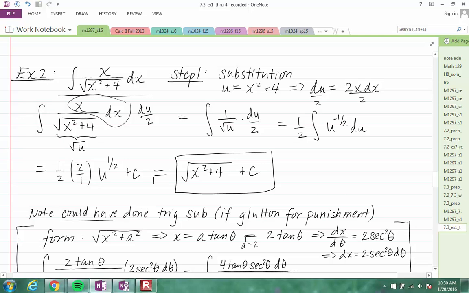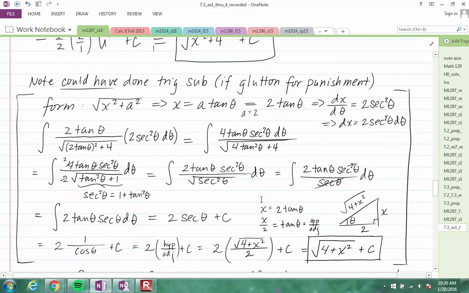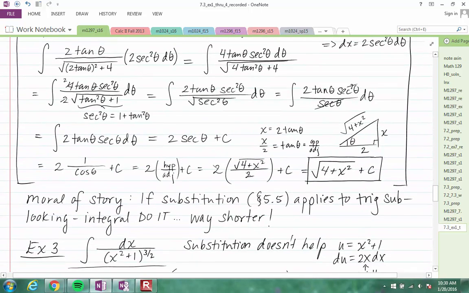But again, we learned the trig substitution technique because sometimes an integral of this form, with a root and the x squared plus a squared or similar, is just not possible otherwise. Moral of the story: if substitution applies to a trig substitution looking integral, do it, because it's way shorter and less complicated.